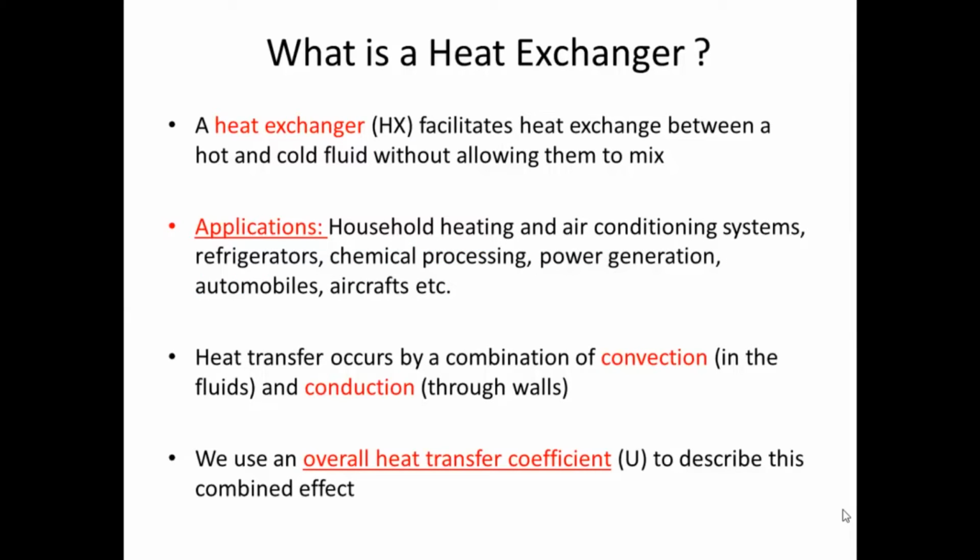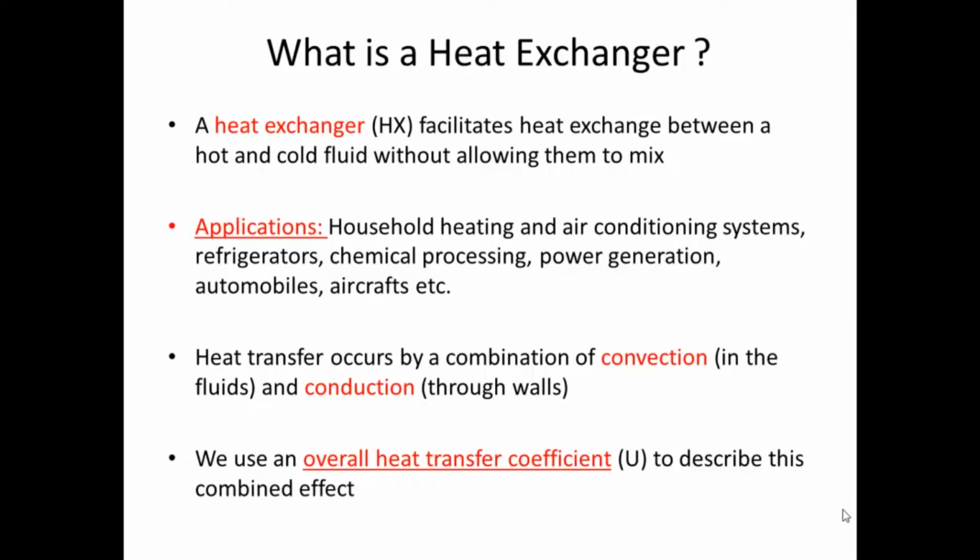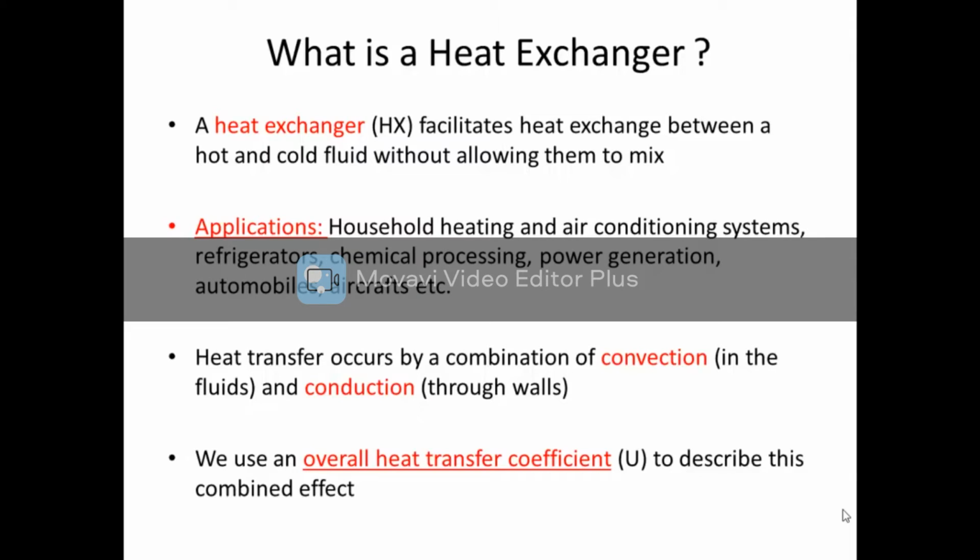As we have just mentioned, in a heat exchanger, the hot and the cold fluids will be flowing in individual channels separated by walls. This means that there will be heat transfer within the fluids by means of convection and also heat exchange through the walls by conduction. This means that we cannot describe the heat transfer rate by means of a single parameter like the thermal conductivity or the convective heat transfer coefficient h. So instead we use an overall heat transfer coefficient, which is denoted by U, to describe the combined effect of convection and conduction.